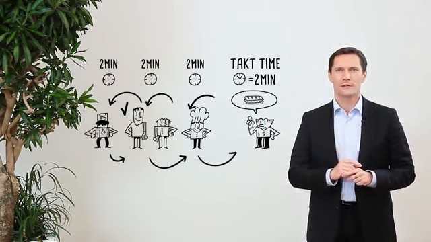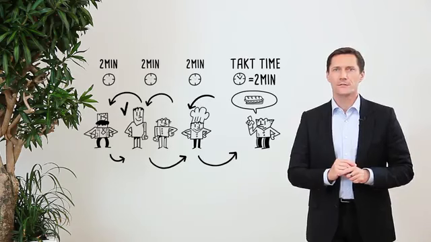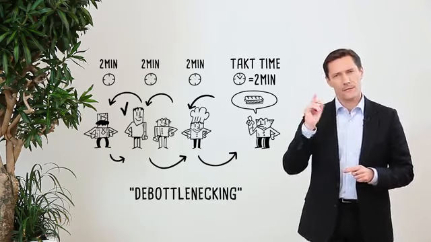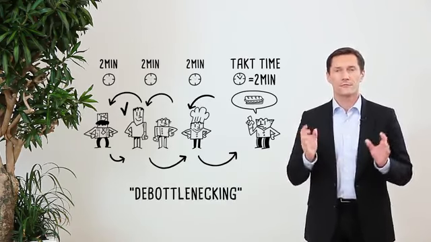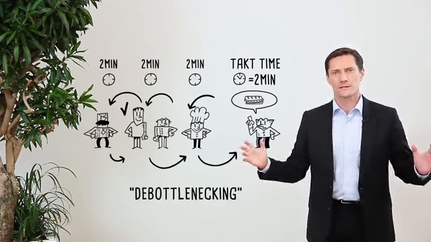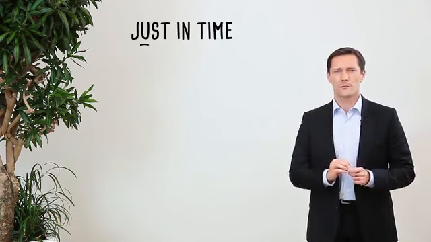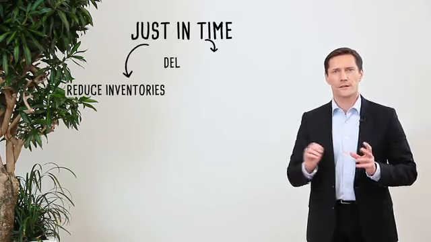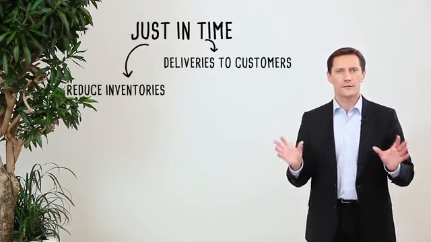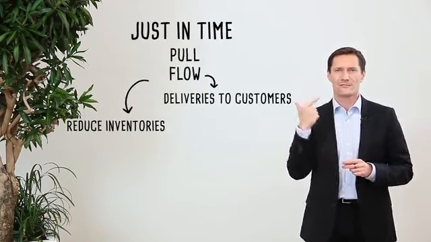The process of eliminating bottlenecks is also called debottlenecking. That's something you might want to remember. And it's very, very critical to the whole just-in-time approach. To conclude, just-in-time avoids inventories and ensures that customers are delivered with reliability by applying pull, flow, and TACT.